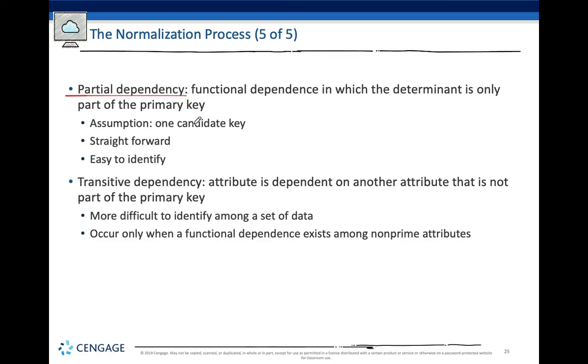Partial dependency, we went through that. Partial dependency happens when the determinant is only part of the primary key, right? Transitive dependency happens when an attribute is dependent on another attribute that is not part of the primary key. Okay. Again, if you want to go back and revisit the slides, look at our example, refer to these definitions to understand them. But the reason I went through the example is because it's easier to grasp the definitions once you have been through the example. Okay.